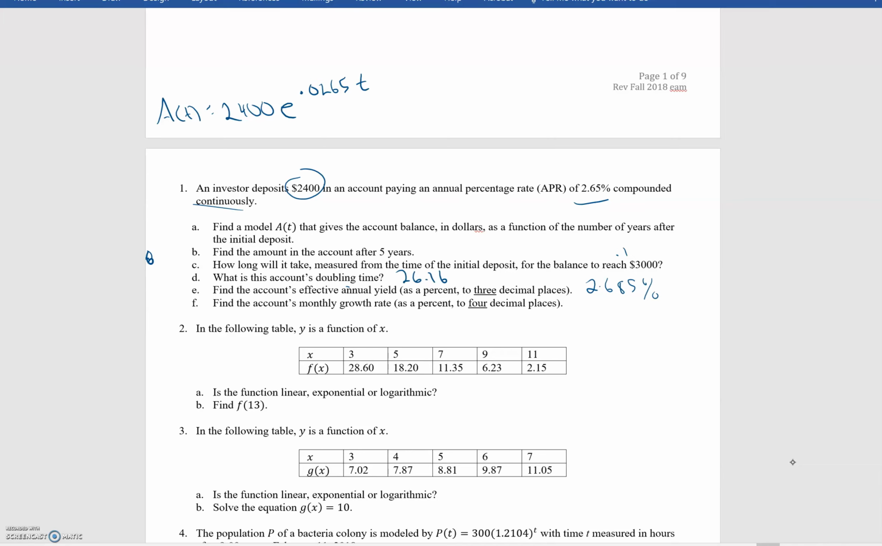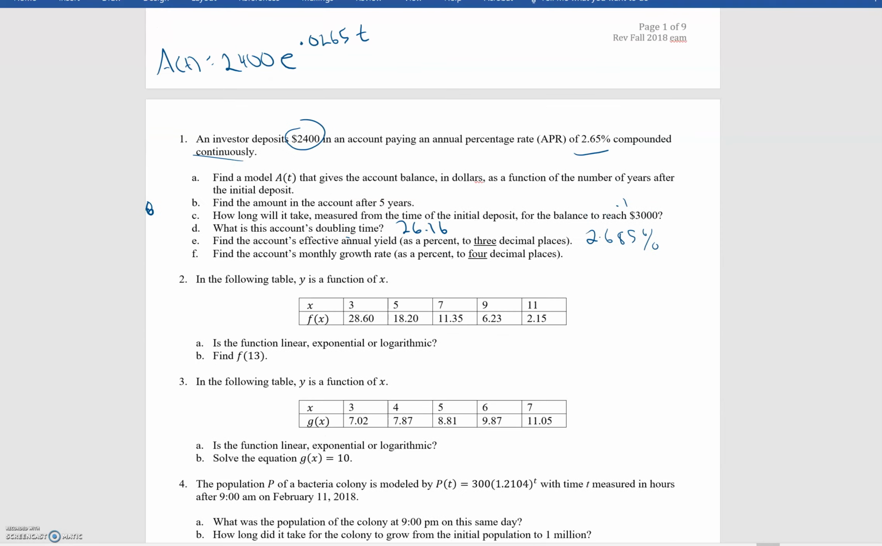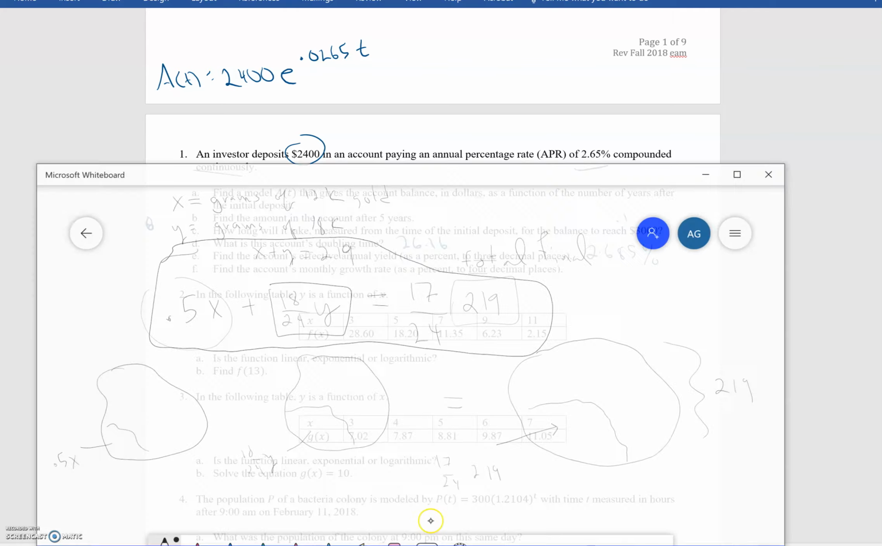Find the account's monthly growth rate. Okay, so notice that we have the APR, which is the annual percentage rate. So as I was saying, we want to find the monthly growth rate. So what do we begin with? Well, we start with the factor. So go to your model. Here's our original model. From that, I can pull this factor out. Let me actually pull up the whiteboard.